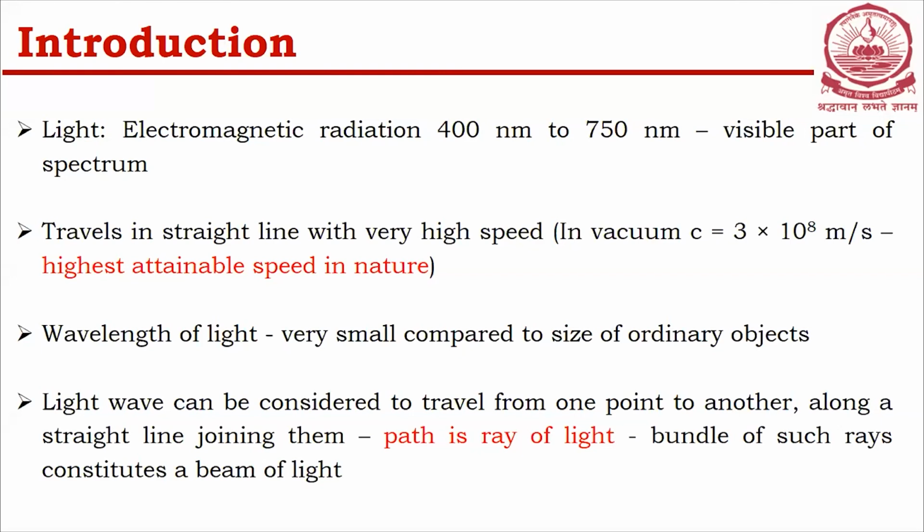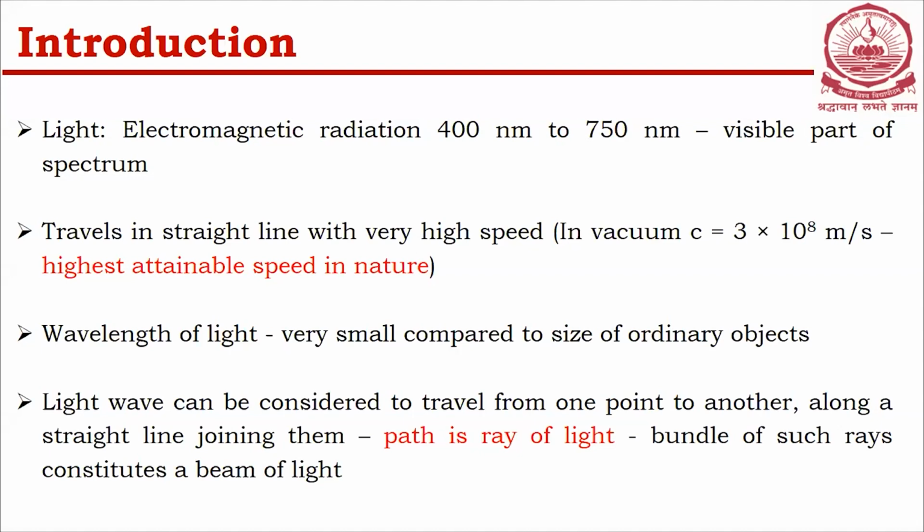When you compare the wavelength of light with the optical elements you are using, lenses and mirrors and all those things, the wavelength of light is very, very small. So when light travels from one point to another point along a straight line joining them, that path is called a ray of light. That is called the ray concept. In most of geometrical optics, we consider the ray concept. I think you know that very well.